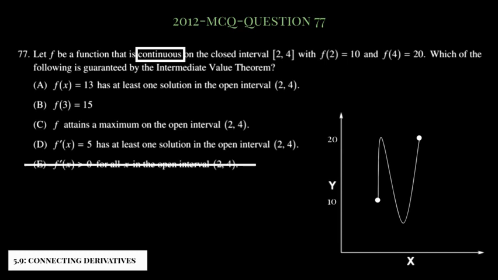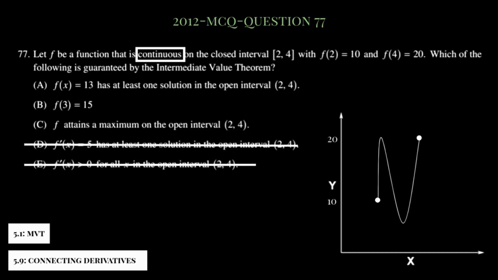Now looking at D, it says f'(x) equals 5 has at least one solution in the open interval. The IVT doesn't really deal with primes, therefore derivatives, but this could apply. It just isn't guaranteed by the IVT. So this could apply if it said MVT, and if you need more help with that, you can go to 5.1, MVT. So we know that it does not apply for the IVT.